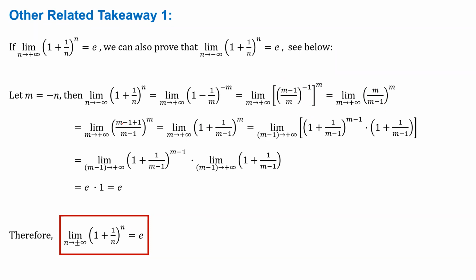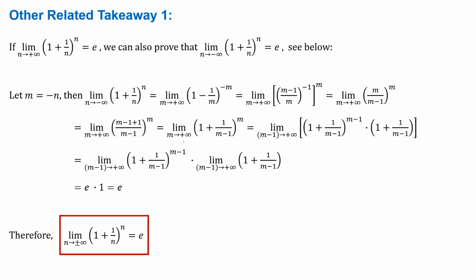And also, let's rewrite the numerator to m minus 1 plus 1 over m minus 1. So that becomes the limit of 1 plus 1 over m minus 1 raised to the power of m as m approaches positive infinity.